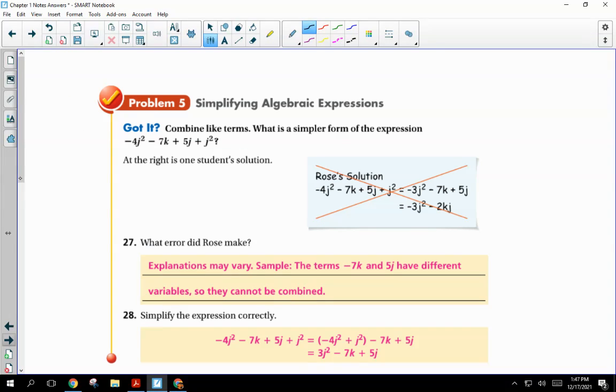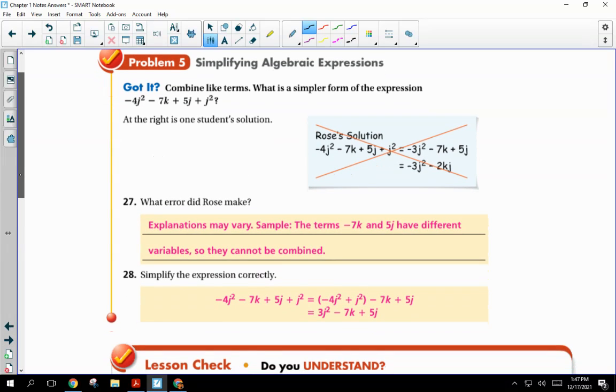Problem 5, simplifying an algebraic expression. Combine like terms. What is a simpler form of this expression? Here's a long expression, right? At the right is one student's solution, and it looks like they're going to say it's wrong. There's a big X through it. What error did Rosie make?